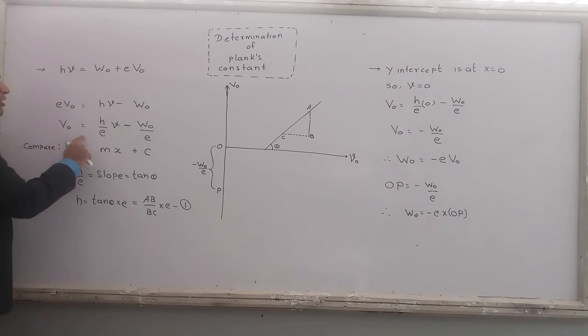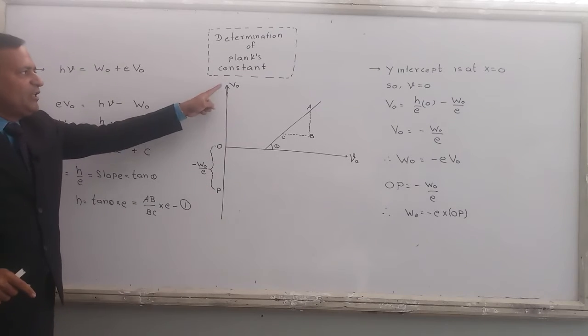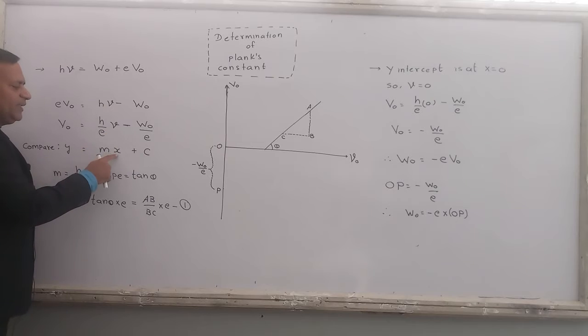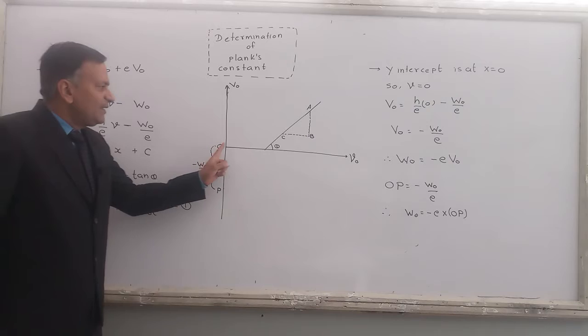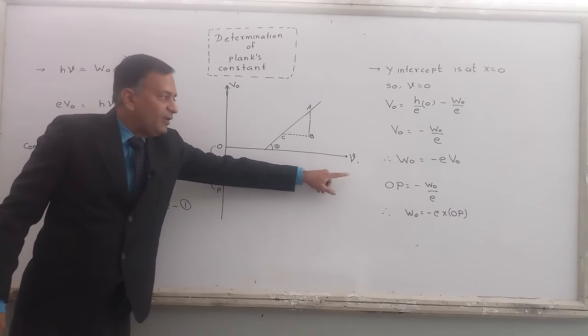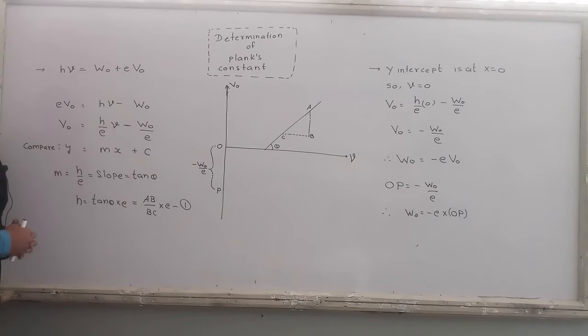Now this equation is compared to the linear equation y is equal to mx plus c. On the y-axis we should have stopping potential. Is this the y-axis for stopping potential? Yes. And on the x-axis, where we have nu, what should we have? Frequency. So is the x-axis frequency? Yes, this is not nu 0, this is simply nu, since we are changing the frequencies. So now these two equations can be compared.